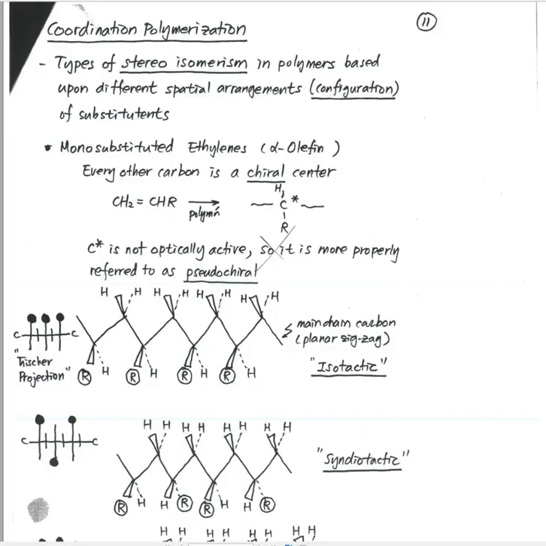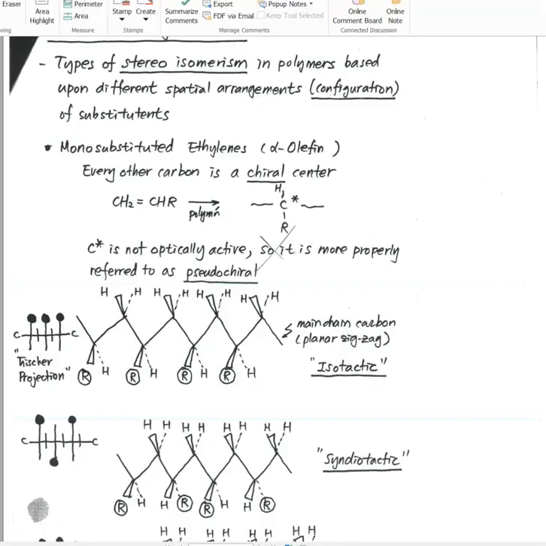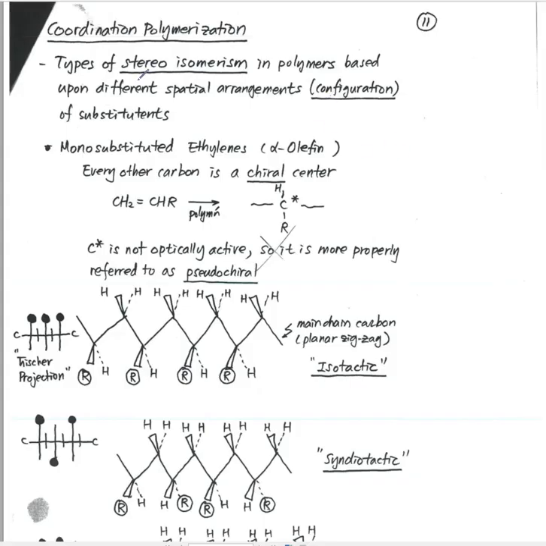Okay, let's begin the coordination polymerization part. At the beginning of coordination polymerization, we'll review some of the parts that we learned at the beginning of this semester on stereoisomerism. As you recall, stereoisomerism basically means the different spatial arrangement or configuration of the substituents.